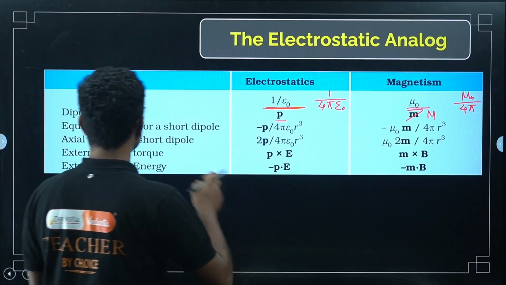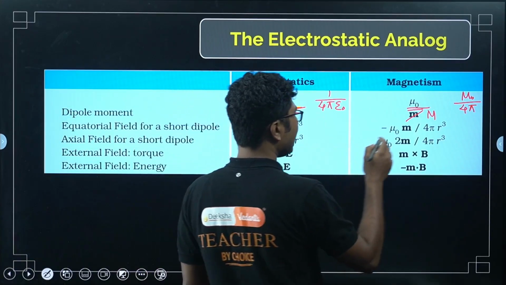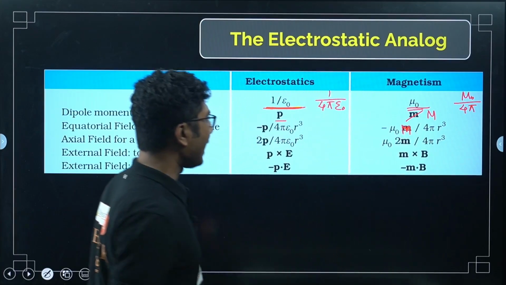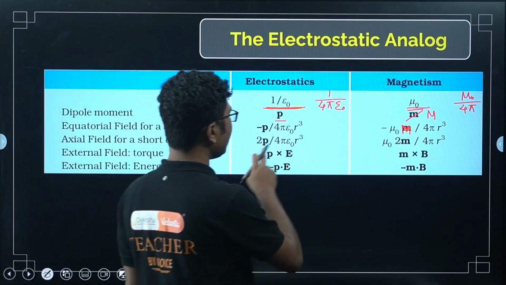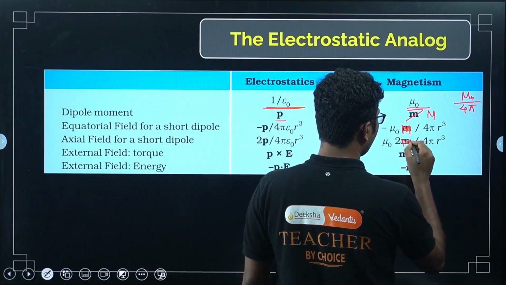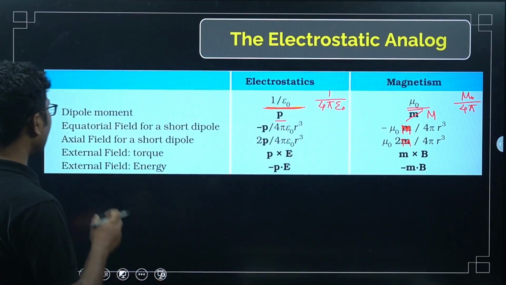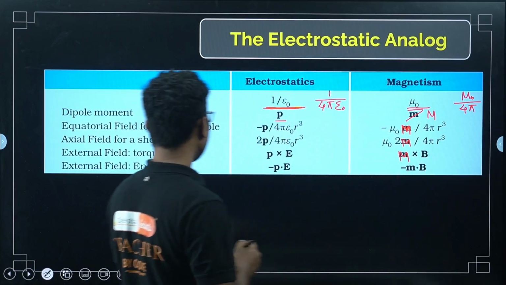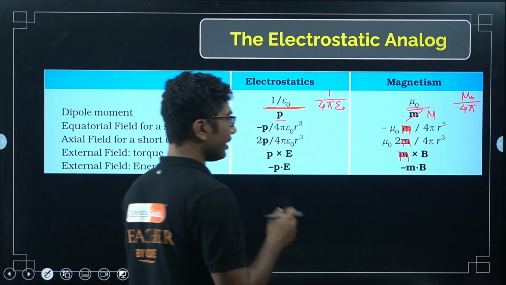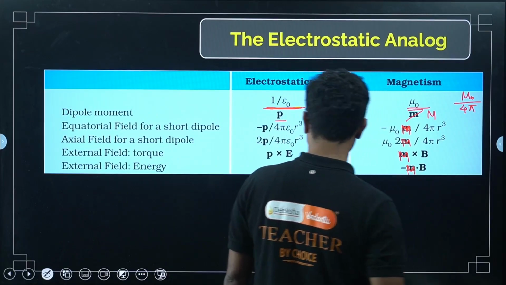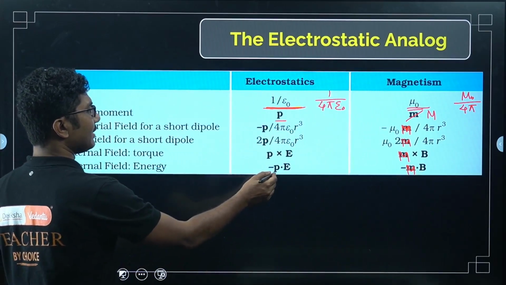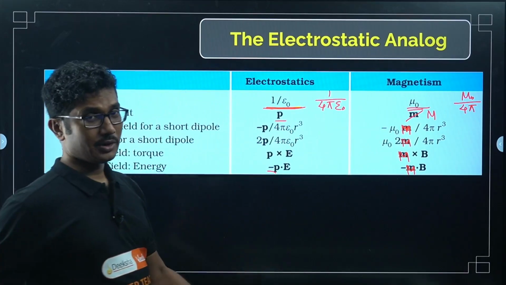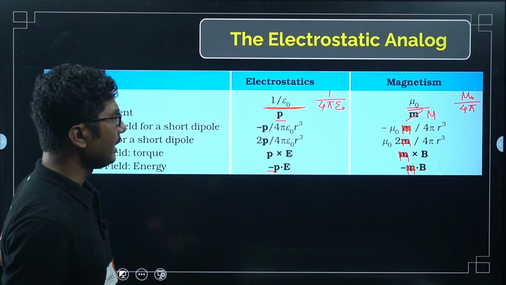Okay, similarly here, if you see the equatorial plane, it is minus p, it is minus mu naught M by 4 pi r cube. And on the axial field it is 2p by 4 pi epsilon naught, here 2M by 4 pi r cube. Okay, external field torque is p cross E, here M cross B. And in an external field the energy was minus p dot E, and here the energy is minus M dot B. If you consider the negative sign, generally do not consider it in the electric field, because in that case most of the time we are doing the work, but if the field is doing work, both of them will be negative.